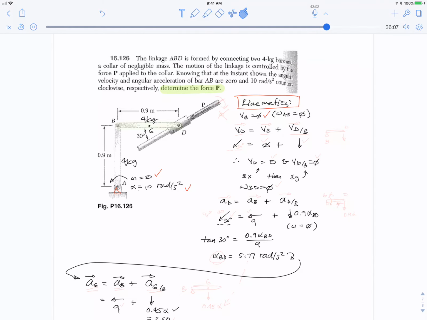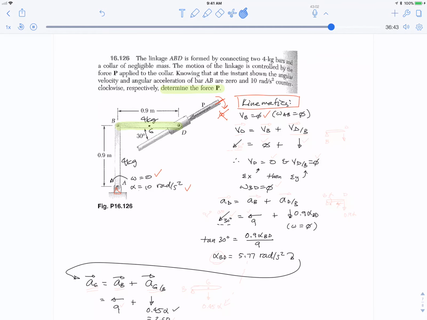Okay, so next, what we want to do is we're now going to use the relative motion looking at bar BD. Okay, so we can see that D is sliding on this rod here, but we don't have the rotating axes things because this rod here is not rotating. It's just staying still. So this is not one of those with the Coriolis acceleration and the rotating frame of reference. It's just a regular old relative velocity problem.